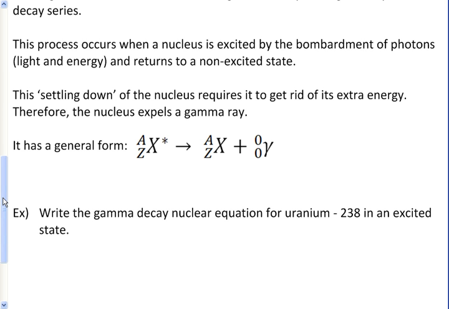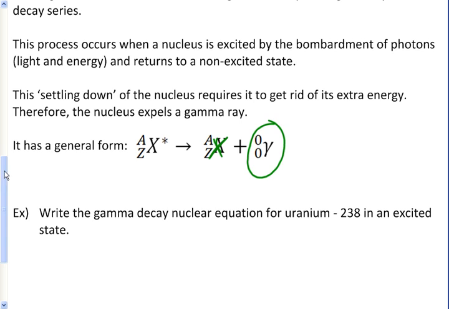Now note that in the end, what we get is this daughter nucleus. It still is X though. So the actual element itself does not change. However, there is no asterisk on it anymore, so it's no longer excited. But in the process, this gamma ray has been expelled. So this is some of the easiest ones to do because nothing changes. You just add a gamma ray.